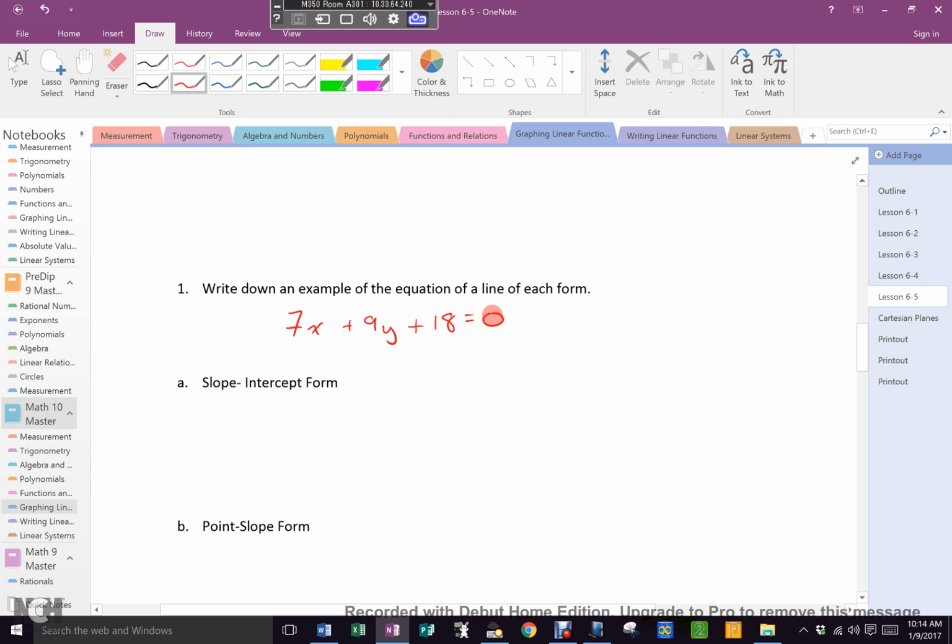There's an equation. Prove to me that you just listened to the last 20 minutes. Change that into everyone that I want. First one is slope-intercept form. What is slope-intercept form? Y equals mx plus b. So y's got to be isolated and what? And positive.